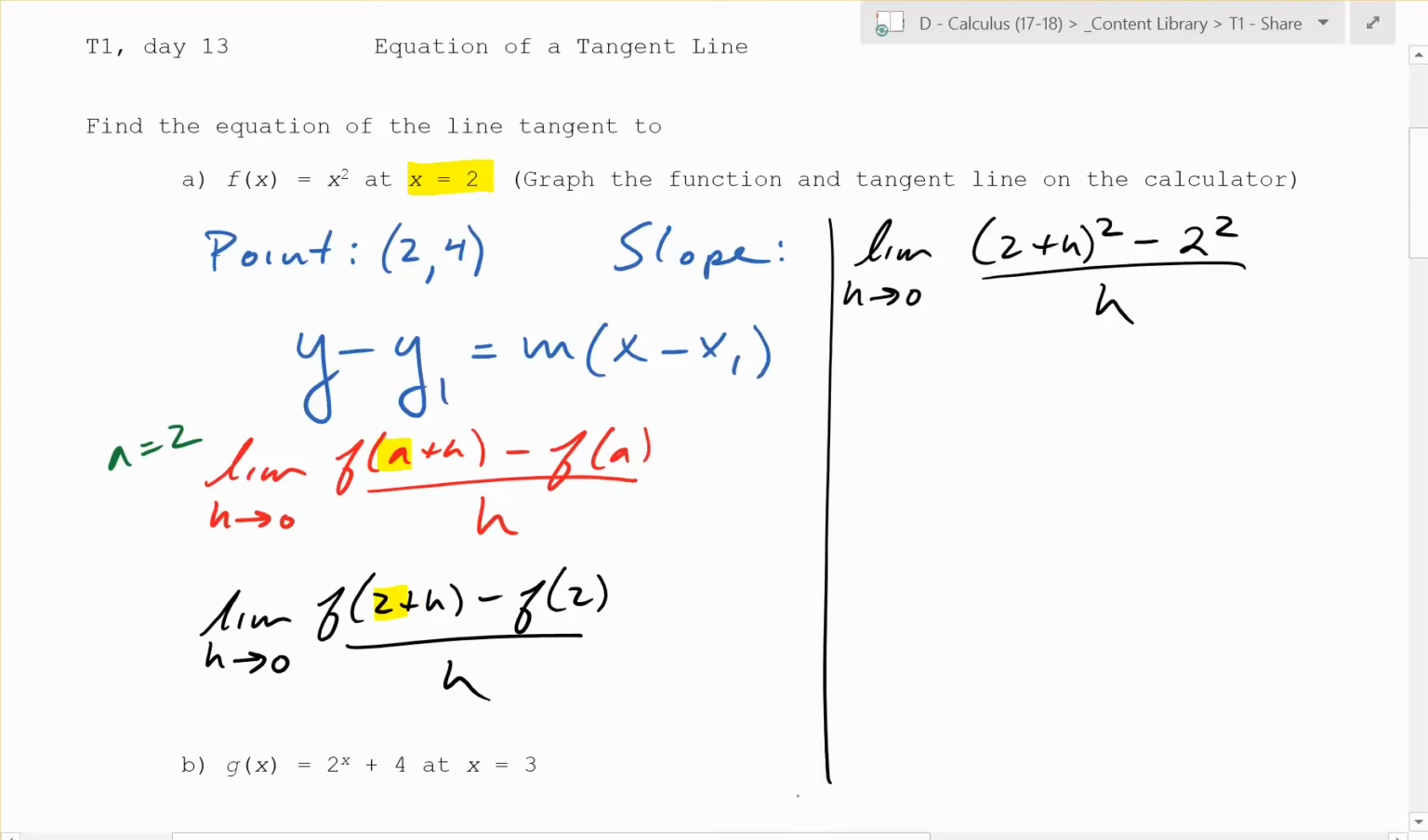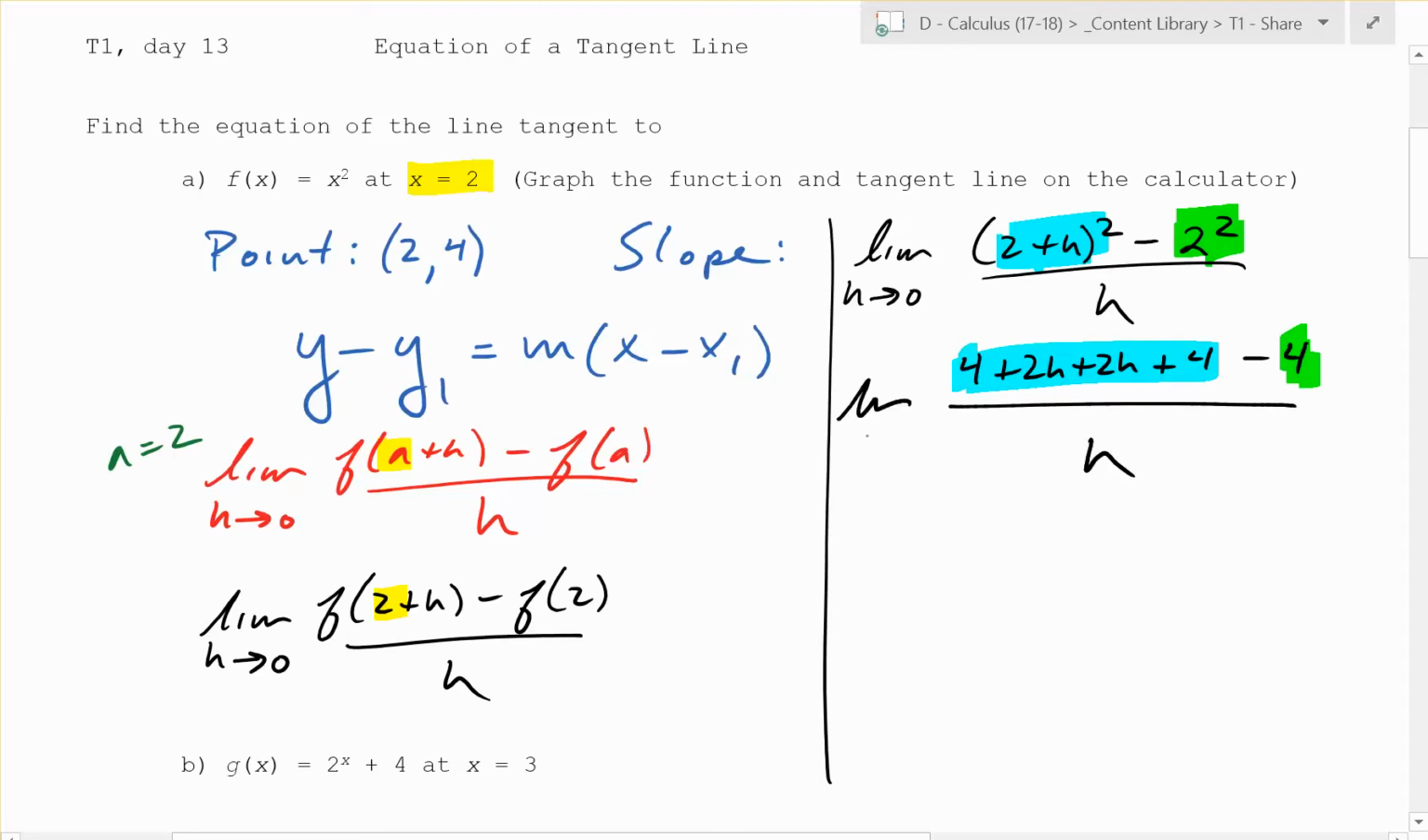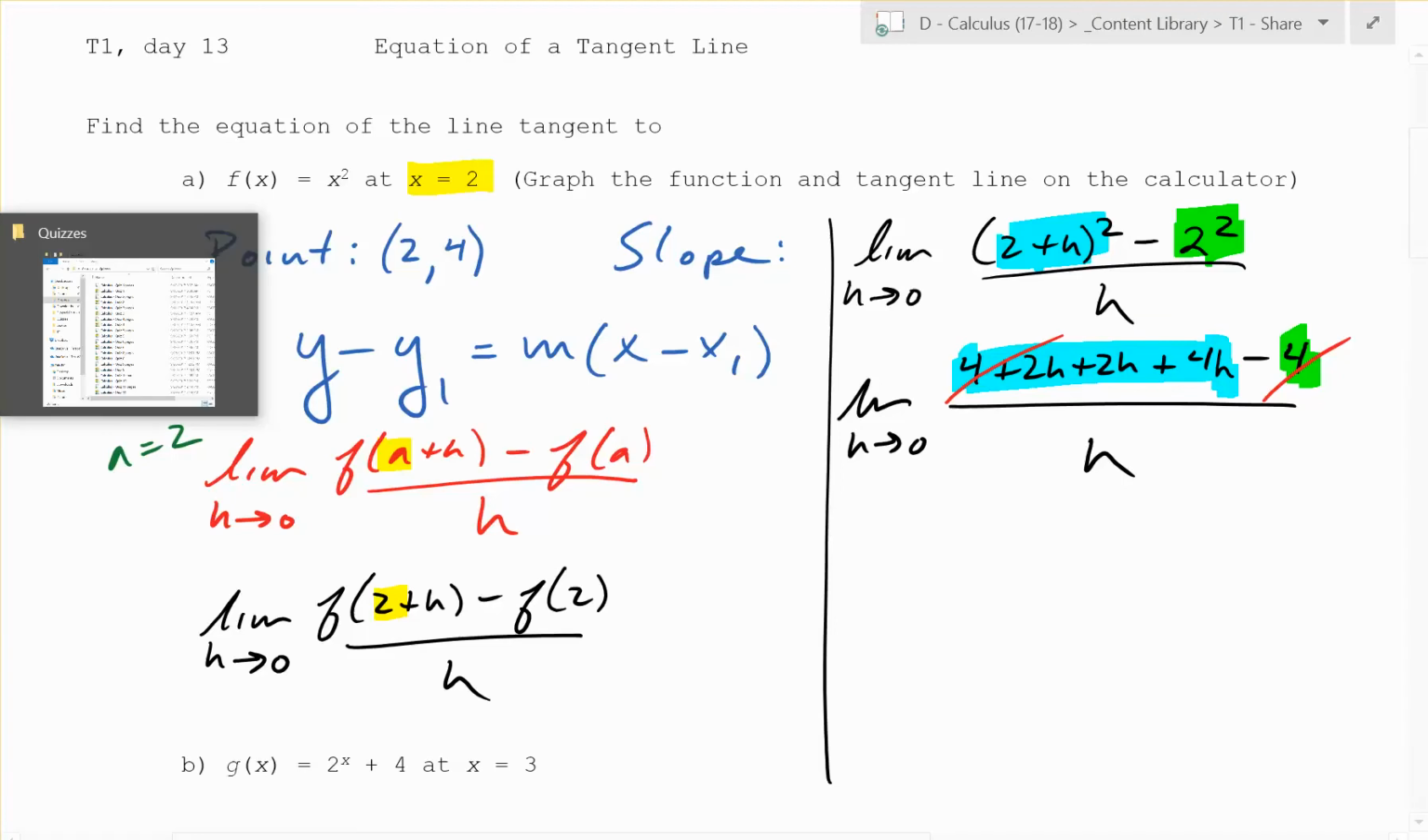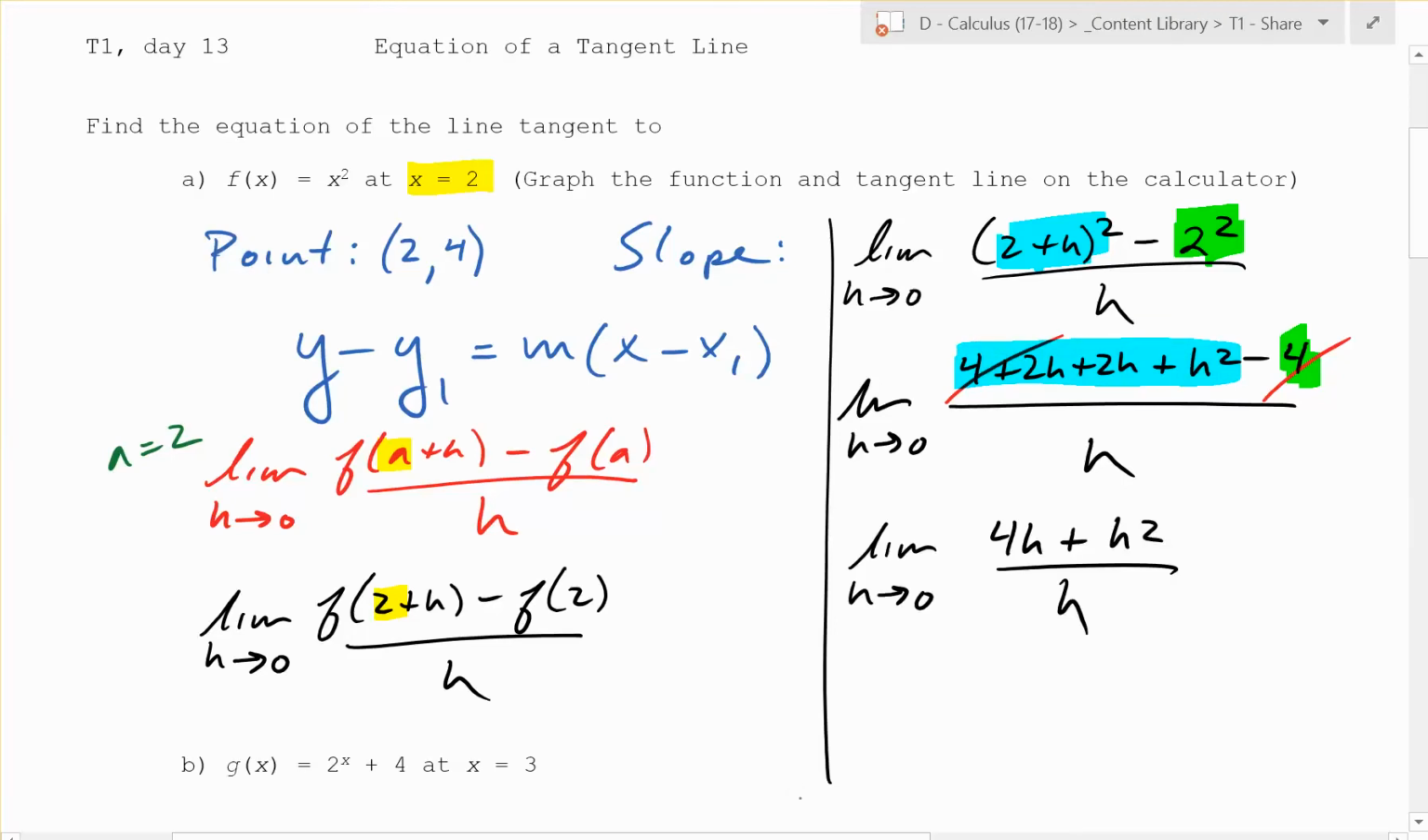So now we just use the function. The function is x squared, so we're squaring 2 plus h, and that's going to be 4 plus 2h plus 2h plus h squared, minus 4. Keep in mind that that's the 4 right there, and then all of this is right there. So now this whole thing is over h, and we still have the limit as h goes to 0. We simplify a little bit, and what's nice is that this 4 cancels with the first one, so it's 4 right there and right there, and now you're left with 4h plus h squared over h.